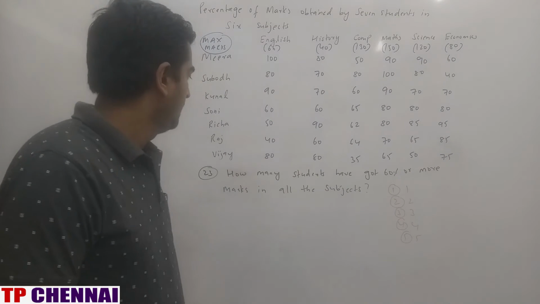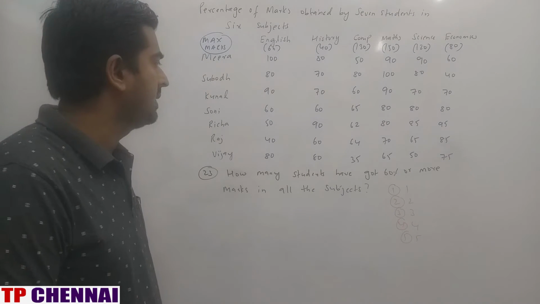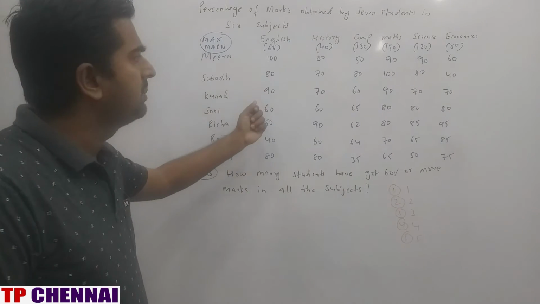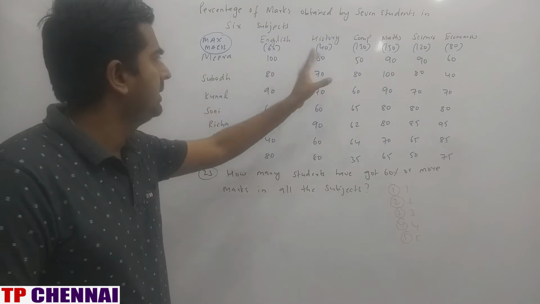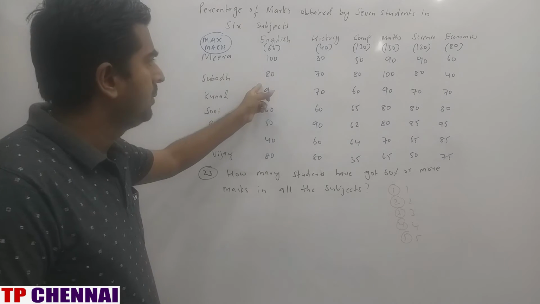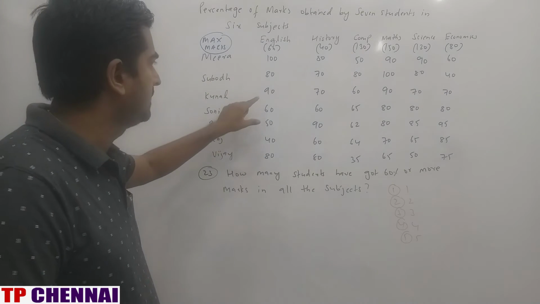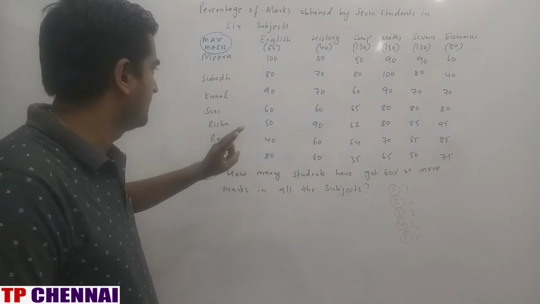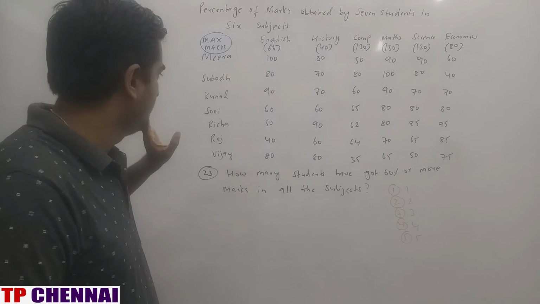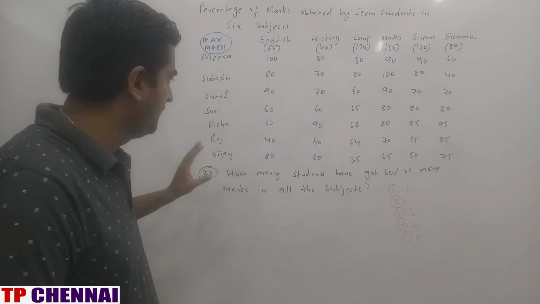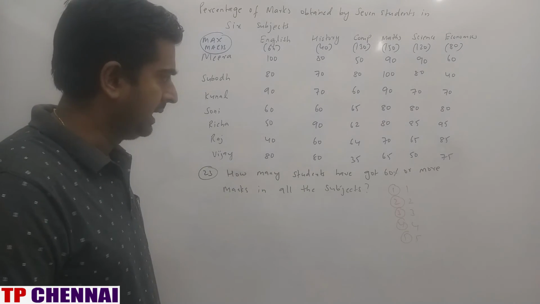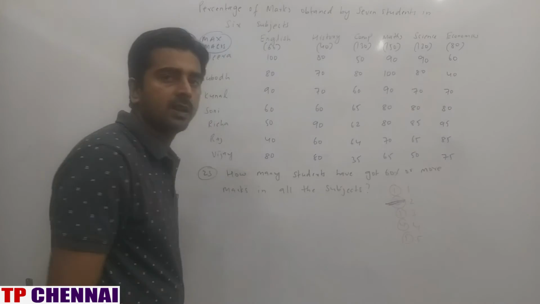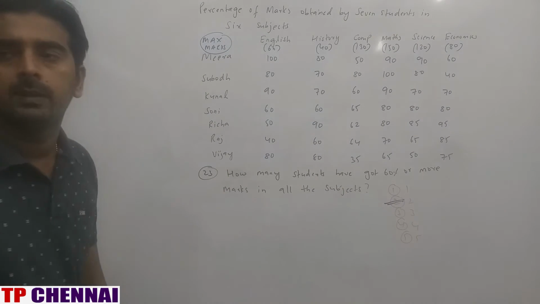Next one, how many students have got 60% or more marks in all the subjects? Directly you can see from the table. The first one has 50, so this cannot be the answer. The second has 40, so this cannot be the answer. Third, Kunal is one person, Soni is the second person. Richa has 50, Raj has 40, Vijay has 35, so these cannot be the answer. So the answer is Kunal and Soni, which is the second option. Only 2 is the answer.